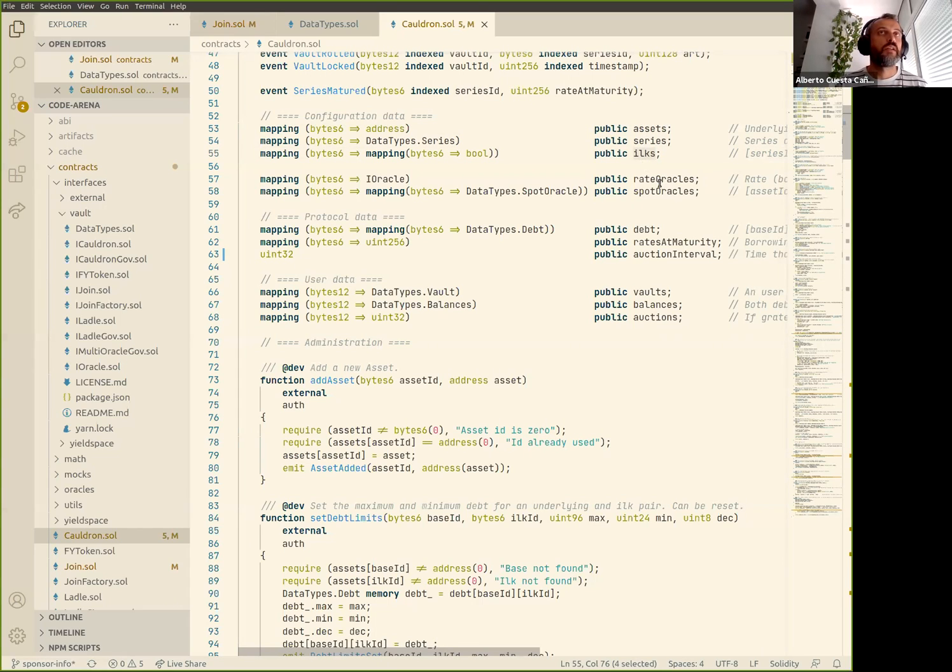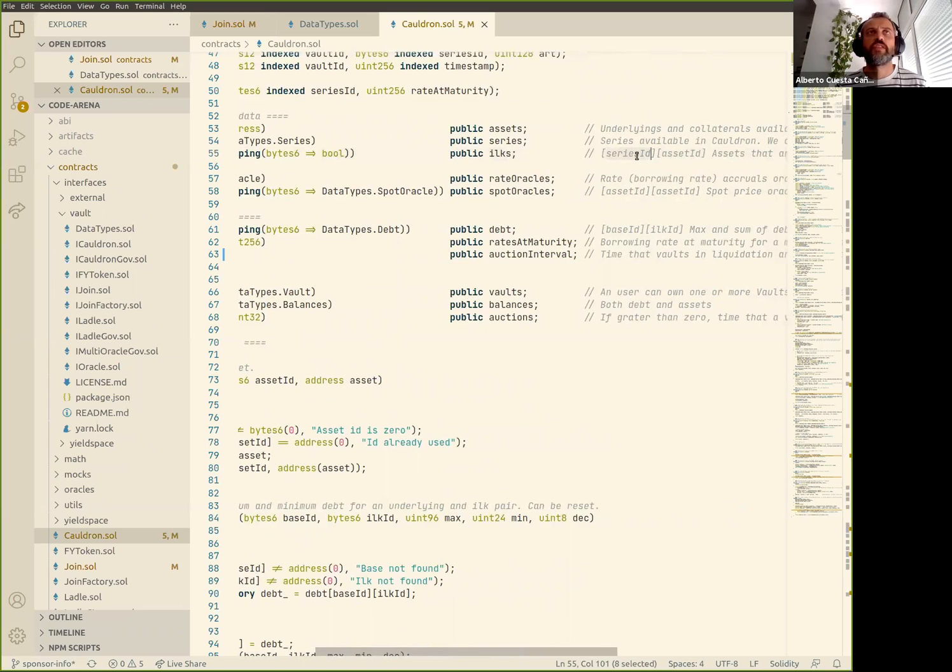We have rate oracles for each base. Why is it the nested mapping and not just one level? In the ilks. Oh, because it's per series. No, it's because it's per underlying. Per underlying. No, it's per series. Sorry, it's per series. You're right. Okay. Yeah. So for FYDAI, we accept as collateral USDC, Ether, and whatever else.